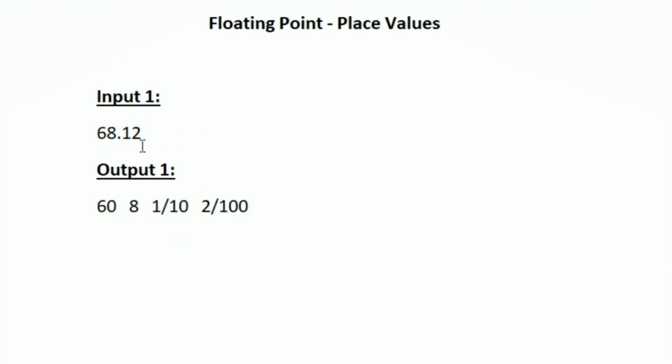And then the next digit we have is 2. It is present in 100th place, so in our output we have to print 2 by 100. This is how we have to print our output. For all the values before the decimal we have to multiply with their place value, and for all the digits present after the decimal we have to divide by their place value. Now let us see our sample input 2.